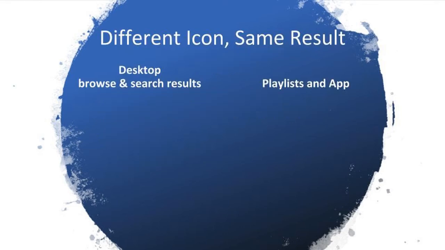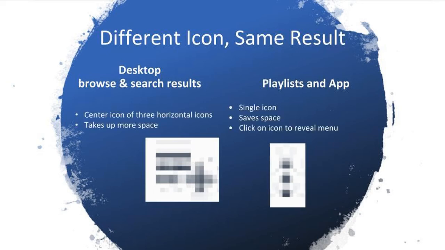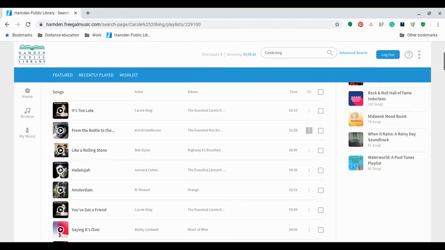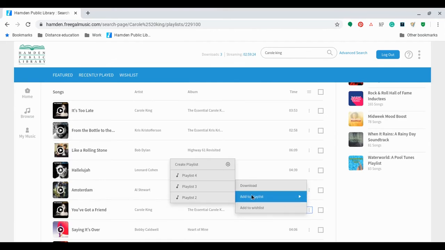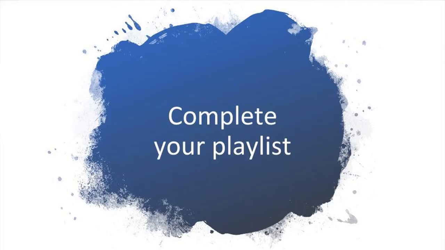When using the app, a different icon is used to save space. Instead of three horizontal icons, Freegal uses an icon with three vertical dots. This is also the icon used next to songs on playlists in desktop view. To add a song using this icon, click on the three dots. Again, Add to Playlist is the center option. Click on it. Then, add the song to an existing playlist or create a new playlist. Playlist 4 now has 2 songs. To grow a playlist song by song, repeat this process until satisfied with the playlist's length.